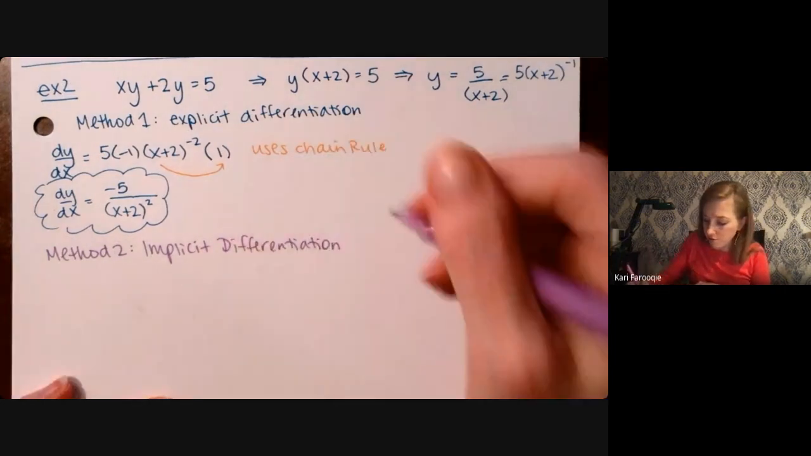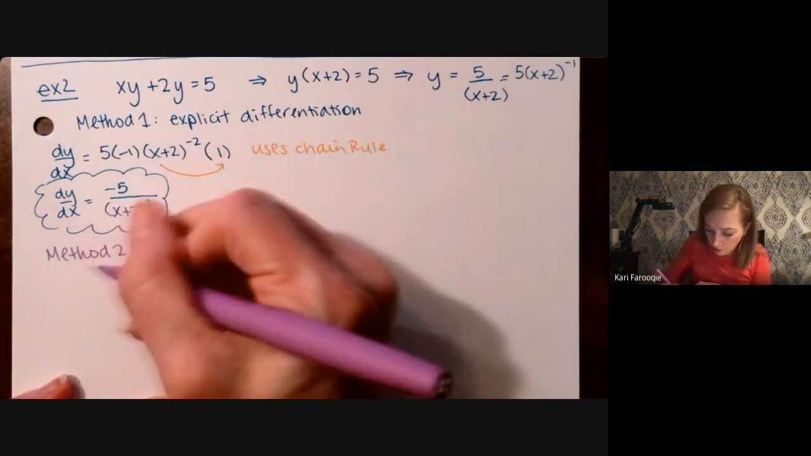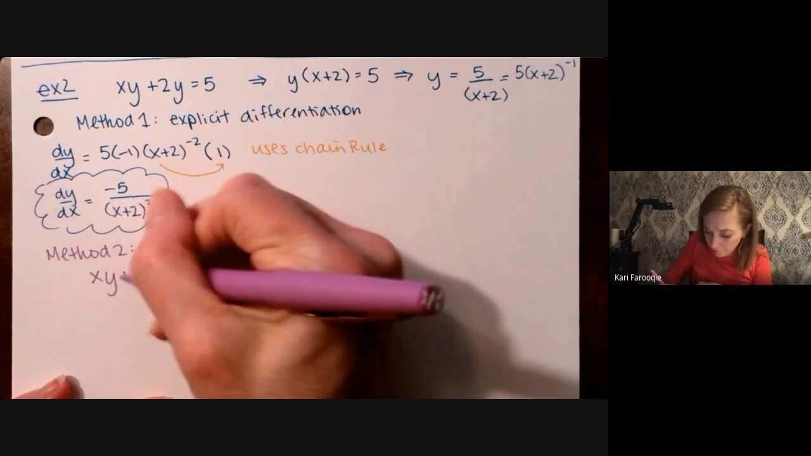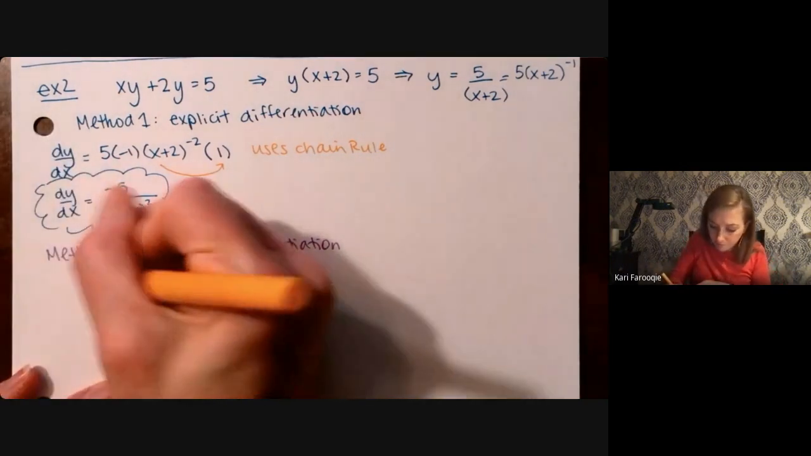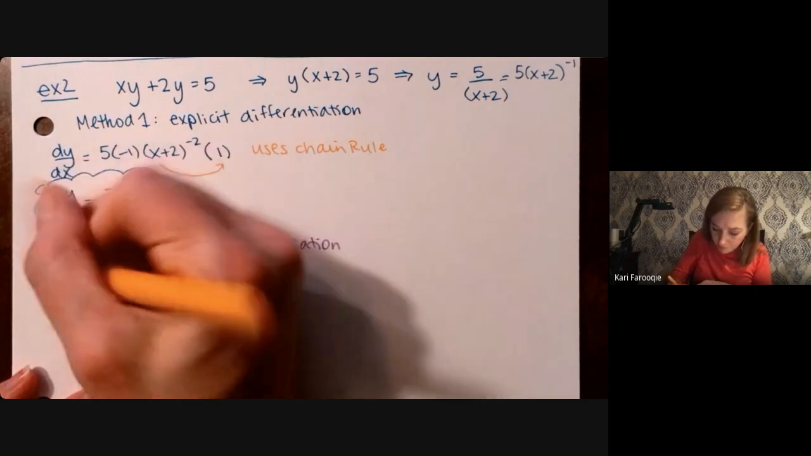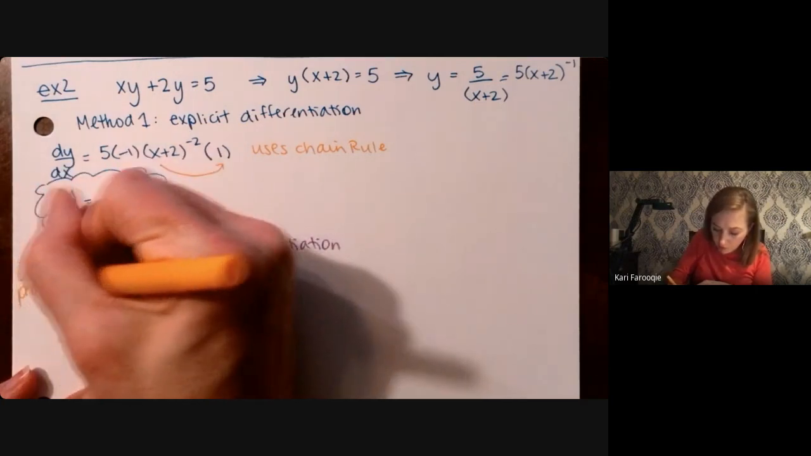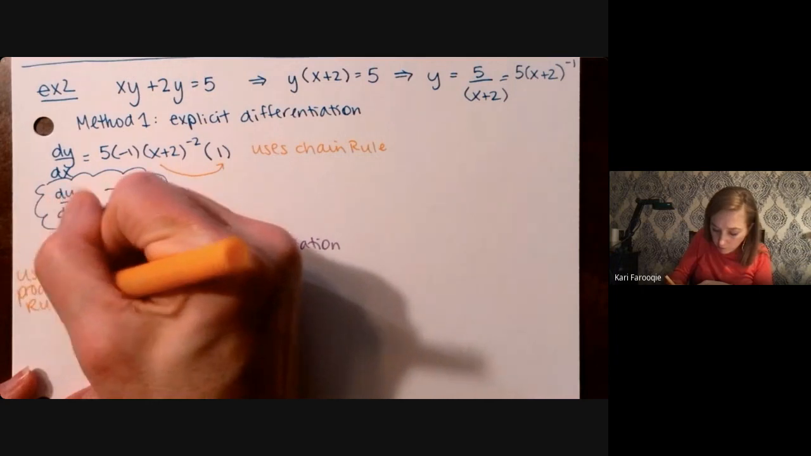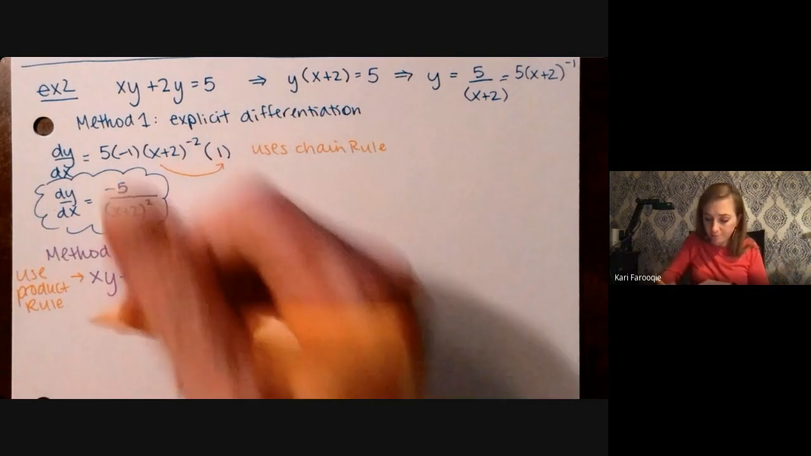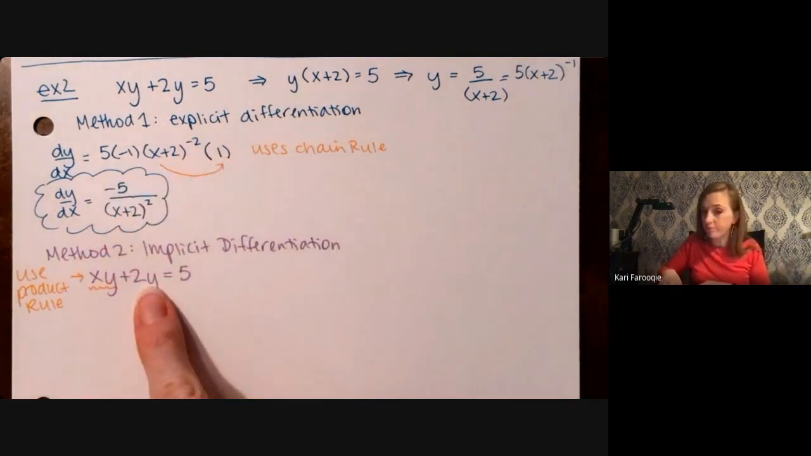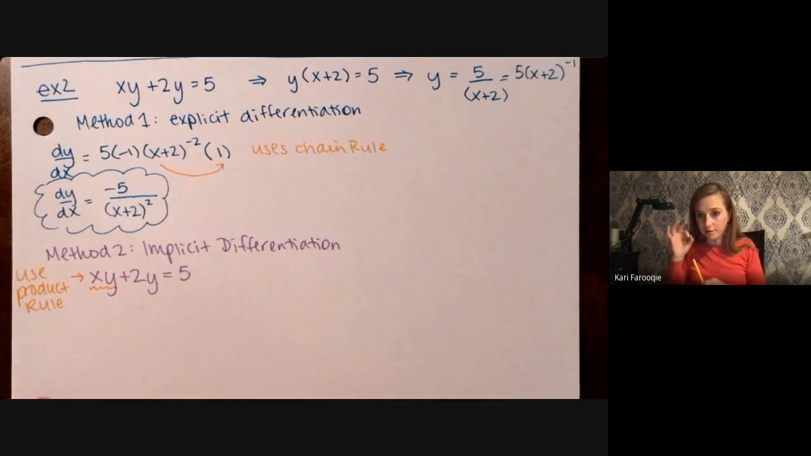So I'm going to rewrite this here just so we can really get a good look at what we have right in front of us. xy plus 2y equals 5. This first term needs the product rule. Use product rule. Okay, and that's just for the first term. The second term doesn't need the product rule. You will have to chain on a dy dx because it's got a y variable on it. On the right-hand side, you're going to get 0.